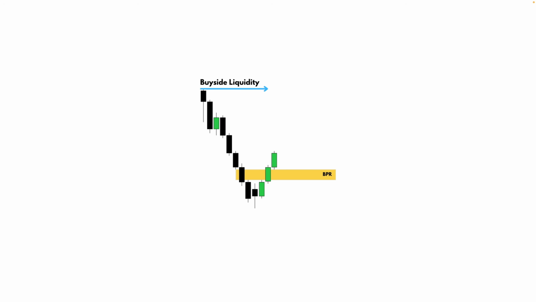Using this logic, we should be looking at this swing low as a protected low, or in other words, we don't want to see price go back down there. And this gives us the confidence to enter long when price returns to the balanced price range and hold it to our buy side liquidity pool. So let's look at some examples.